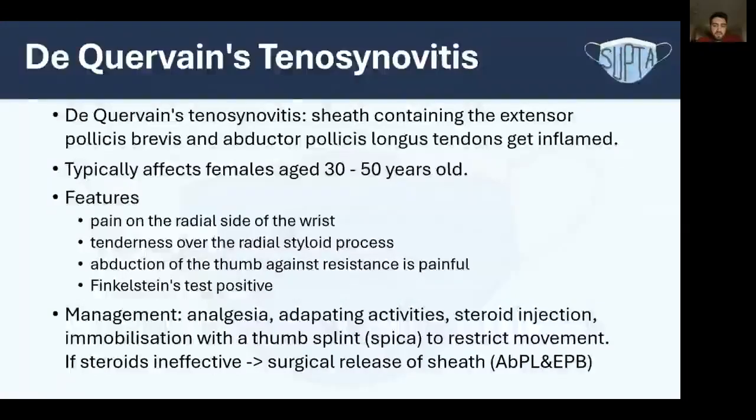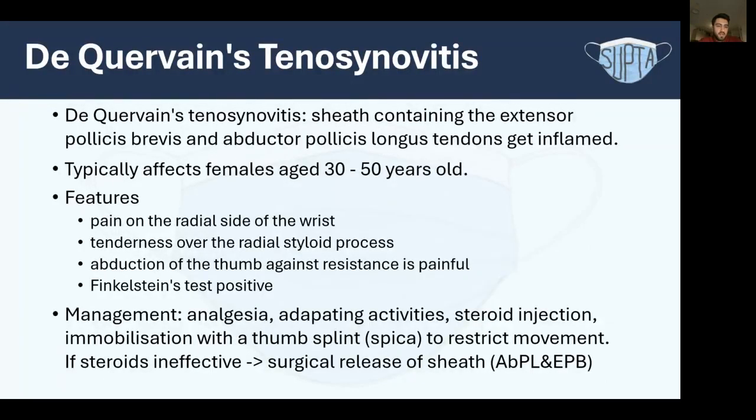We have another condition, although we don't have a case actually. This is just de Quervain tenosynovitis. This is a condition affecting the sheath covering the extensor pollicis brevis and abductor pollicis longus tendons, and this sheath gets inflamed over the radial aspect. It typically affects females aged 30 to 50. The features, as mentioned, are pain on the radial side of the wrist, tenderness over the radial styloid process, and abduction of the thumb against resistance is painful. As you can imagine, it's using the same muscle.